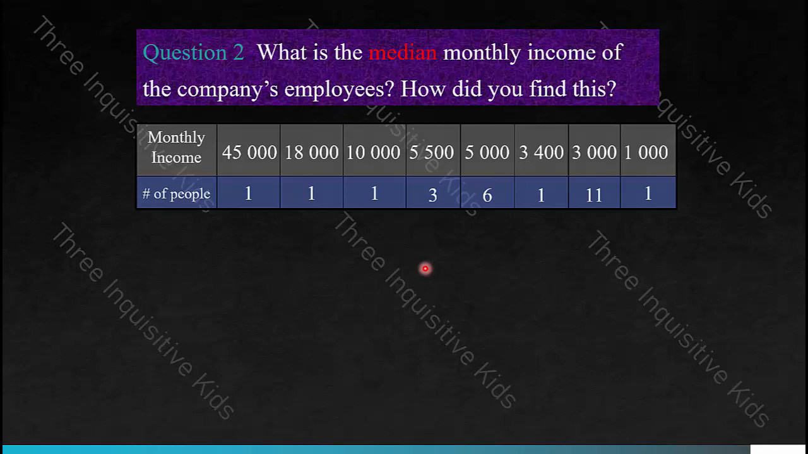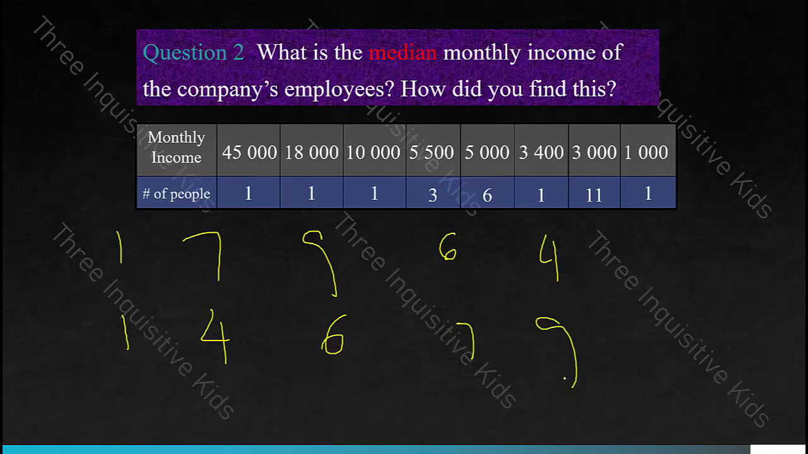What is the median monthly income of the company's employees, and how did you find this? So first, what is a median? A median is, say, if you have a set of data, say you have 1, 7, 9, 6, and 4. The median here is first line them up from least to greatest, or greatest to least, but I prefer to do it least to greatest. So reorganize them as this, and that middle number is called the median.